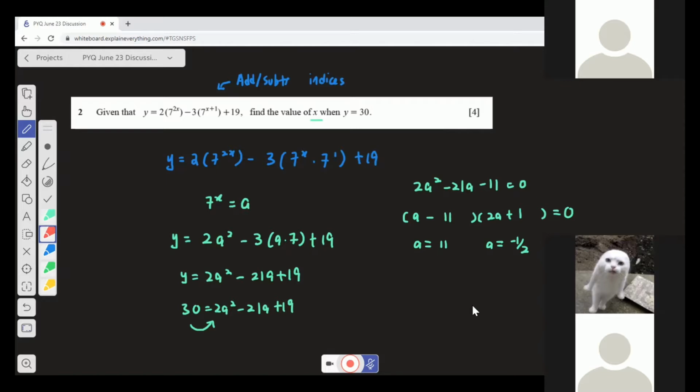No, we can't say this is the final answer, right? We need to find x first. Yes, correct. Substitute one of those values first. We need to change it back. 7^x is equal to 11. 7^x is equal to negative 1 over 2.